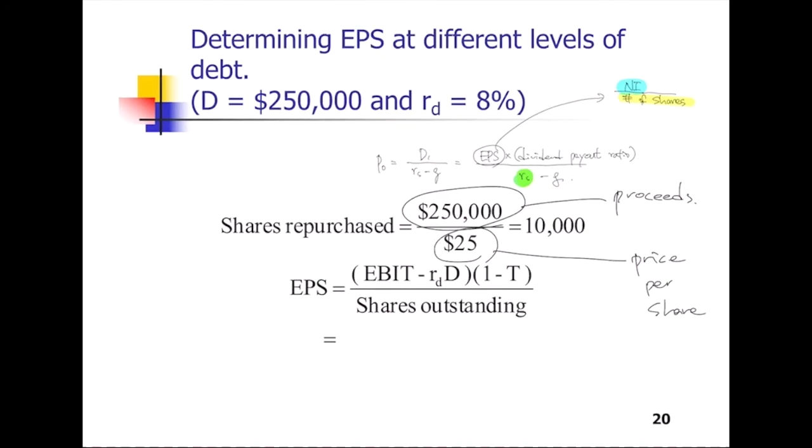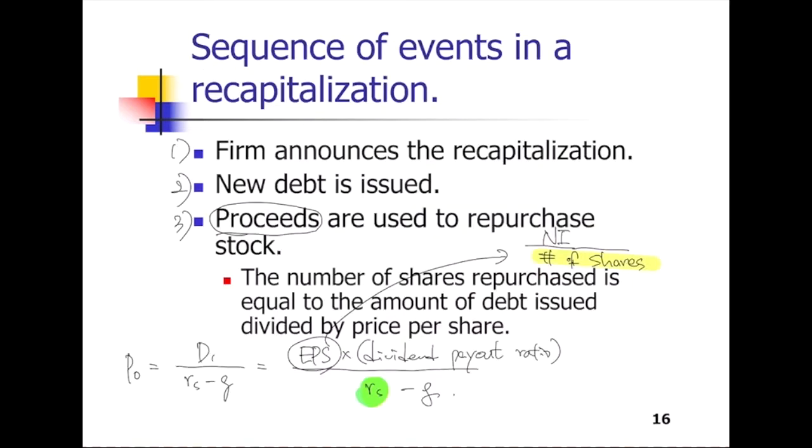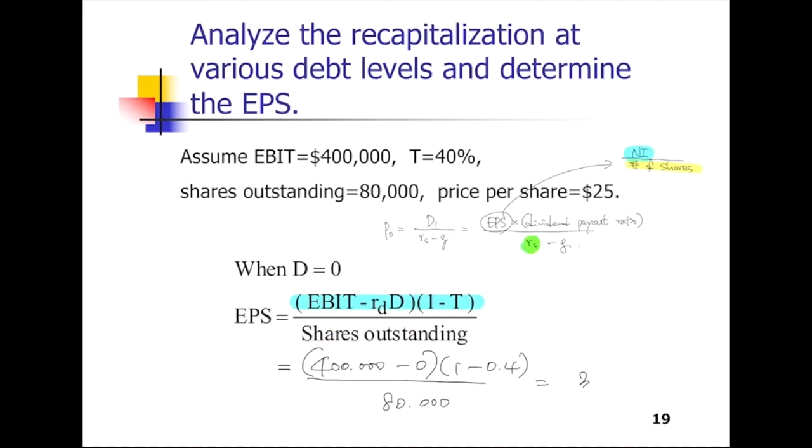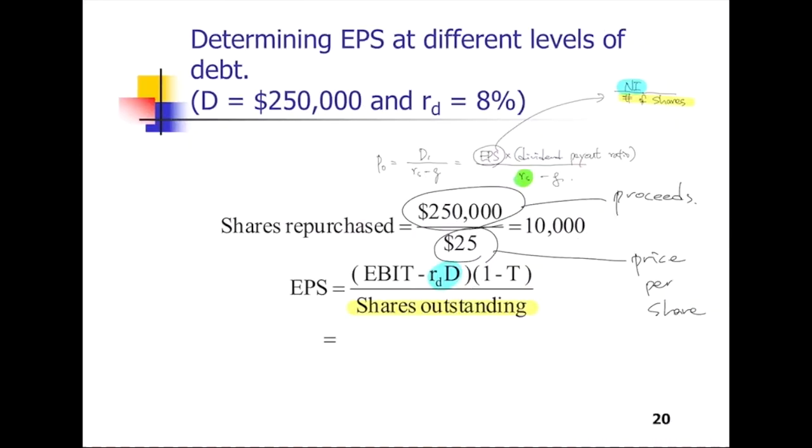So when the firm repurchases the stock, what happens to EPS? The number of shares changes, right? The denominator goes down, right? Because we repurchase the stocks. Also, the net income changes. In this case, RD multiplied by D, this part goes up, right? This part goes down. So this firm's shares outstanding is 80,000. So we can write down 80,000, subtract this number, right?